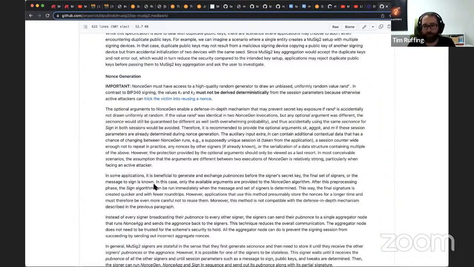And this is probably what Lightning will do. If a node crashes, well, then they anyway have to re-establish a connection to the other Lightning node, and then they can just run the first round of MuSig again.